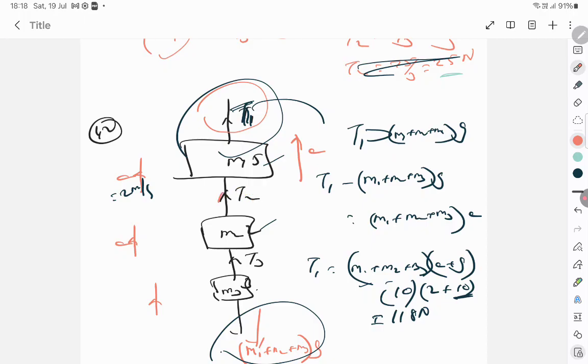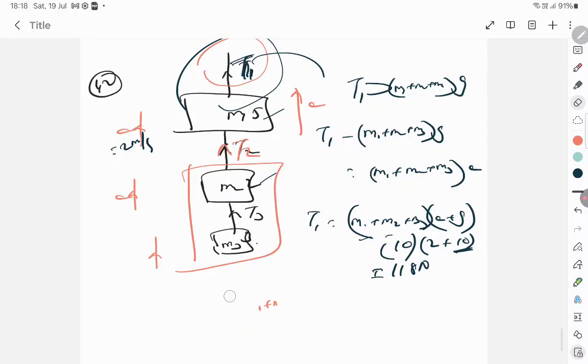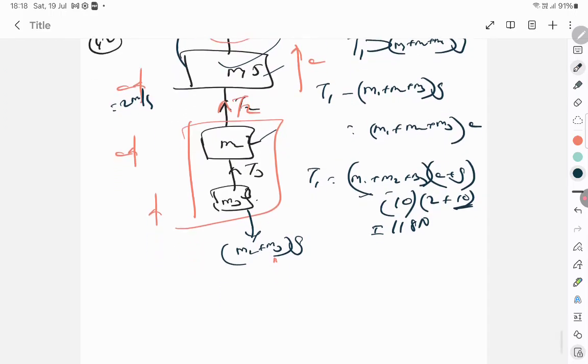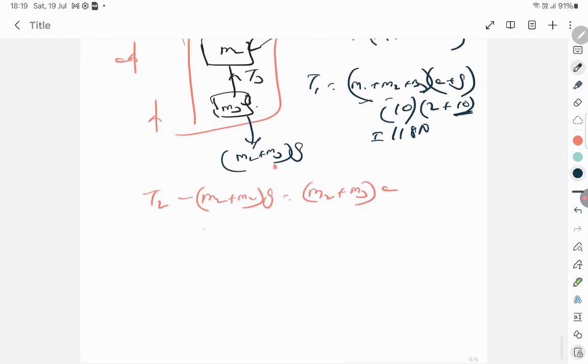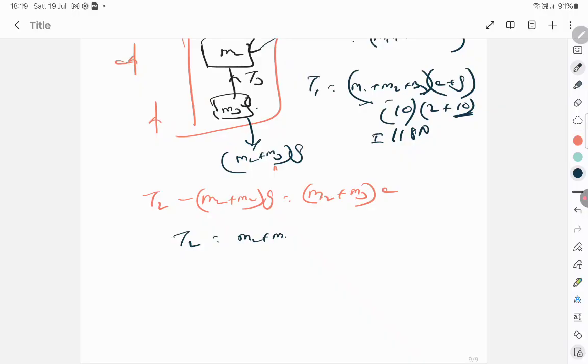You can find T2. For T2, you should take the masses below only to be acting downward, which is M2 plus M3 into G only is acting downward, because T2 is just here, in this free body diagram. So T2 is the greater force, minus M2 plus M3 into G, is equal to M2 plus M3 into A. So T2 therefore is M2 plus M3 into A plus G. Just add only those 2 masses, which is 5, and A plus G is just 2 plus 9.8, and you get this answer, which is 59 newtons, and that will be T2.